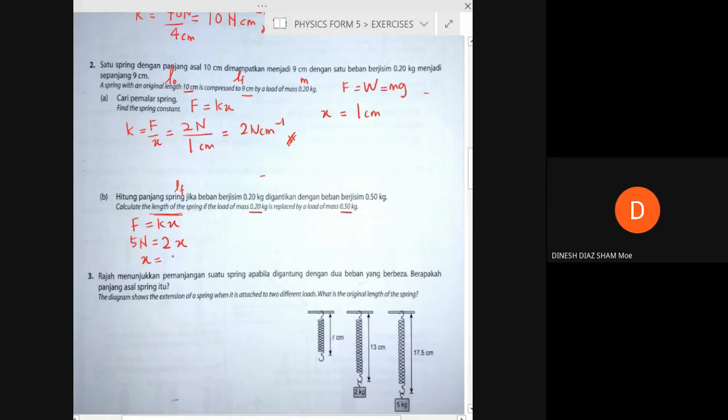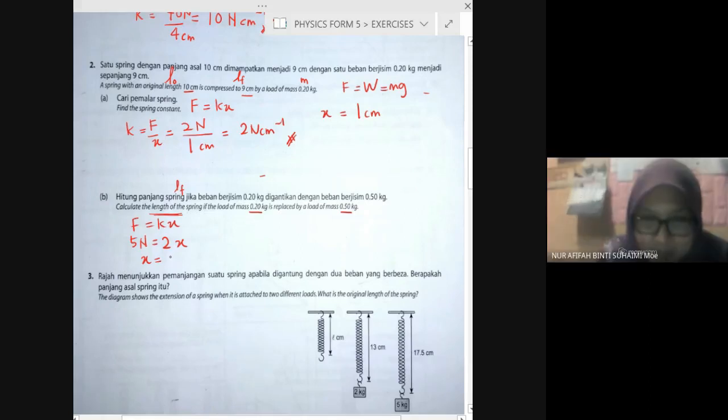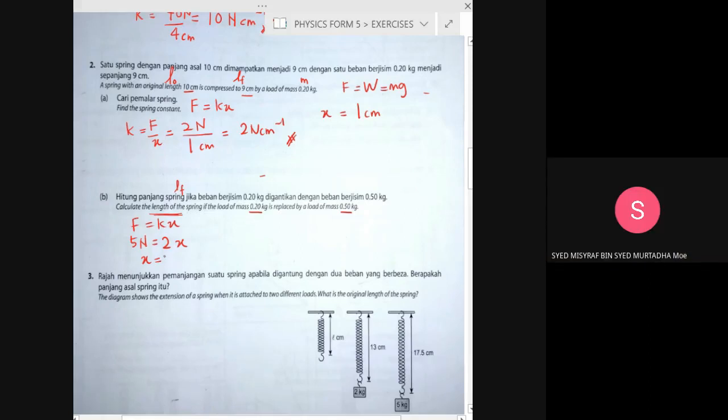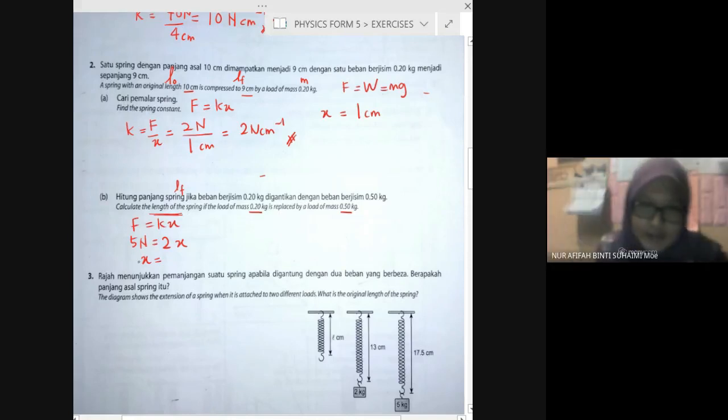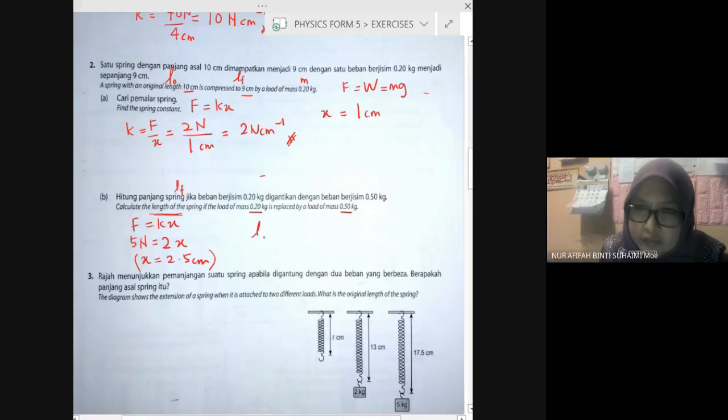Oh, you want decimal lah. Oh, sorry. 5 divided by 2 berapa? 2.5. Yes, 2.5 cm. We use cm, right? Okay, kita guna cm. So, 2.5 cm is the extension of the spring when we replace with 5 Newton. The question wants the final length of the spring. So, how to find the final length? LF, or you can use L.